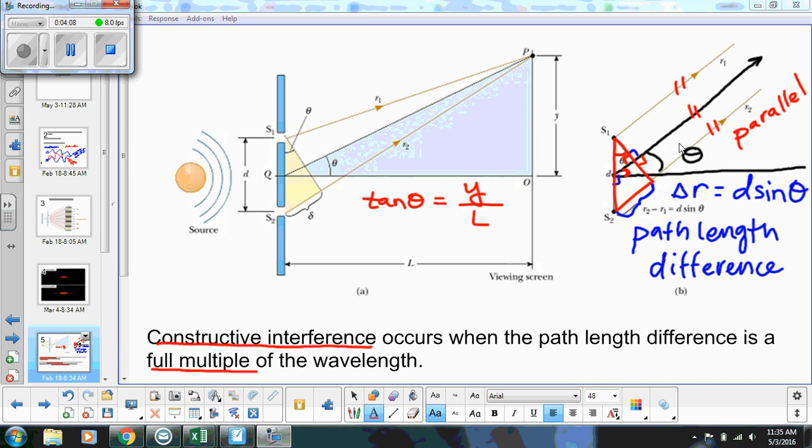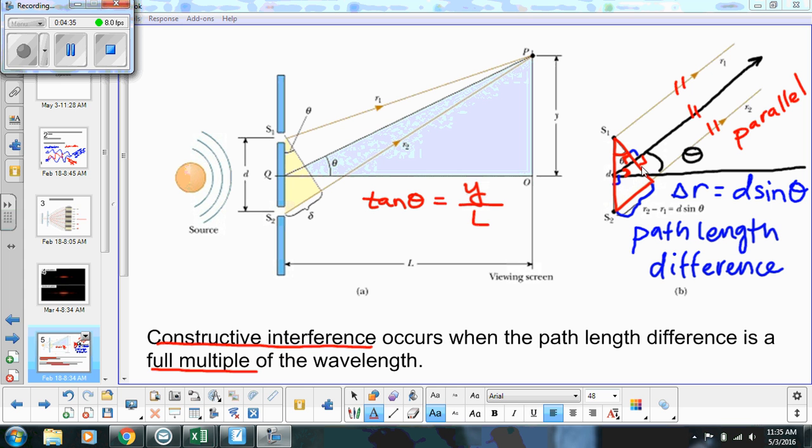So we can assume that these two rays, R1 and R2, are parallel, and we can make this little triangle right here and see that this distance right here is our path length difference, which we call delta R. And if we set up our triangle, we know that delta R is equal to d sine theta. We know that because of the trigonometry here with this picture.